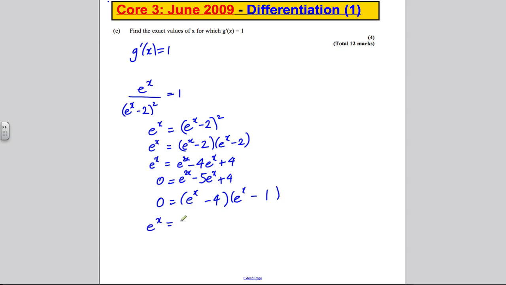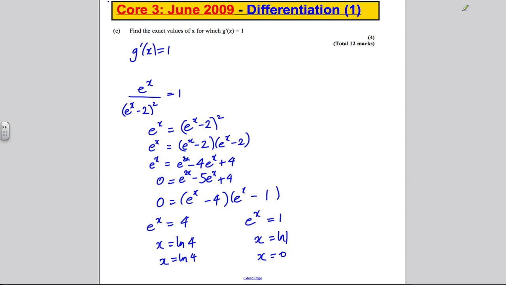So e to the x on one hand would be 4, e to the x on the other hand would be 1. Take ln of both sides, so x would be equal to ln 4, or x would be equal to ln of 1, and ln of 1 is equal to 0. So x is 0, or x is equal to ln of 4.